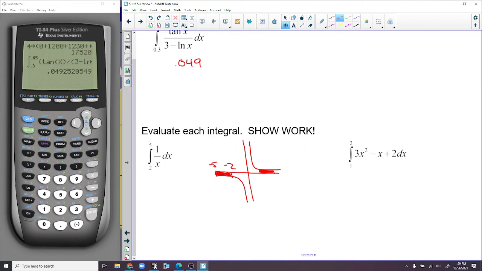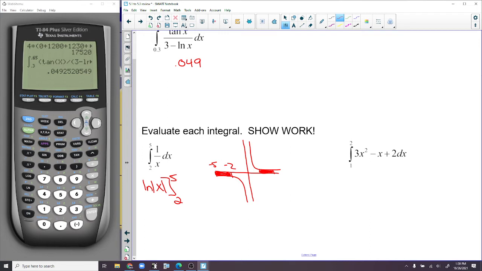All right, now what's the antiderivative of 1 over x? What do we take the derivative of to get 1 over x? Natural log. We have a problem. If I said the antiderivative is the natural log of x, and I was integrating from -5 to -2, we can't take the natural log of negative numbers. Try it on your calculator. It's going to give you an error. You can't do it. So the antiderivative of 1 over x is not natural log of x. It's natural log of absolute value of x, from 2 to 5.